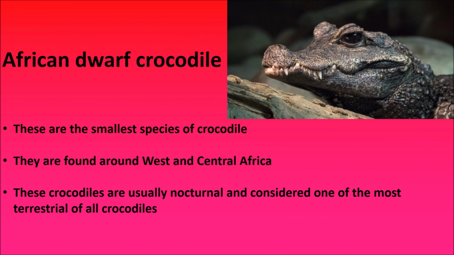Next is the African dwarf crocodile, which is the smallest species of crocodile, on the complete opposite end of the spectrum to the 2 we just looked at, and they are found along West and Central Africa. These crocodiles are usually nocturnal, and considered to be one of the most terrestrial of all crocodiles. So to be terrestrial means that you spend time on land.